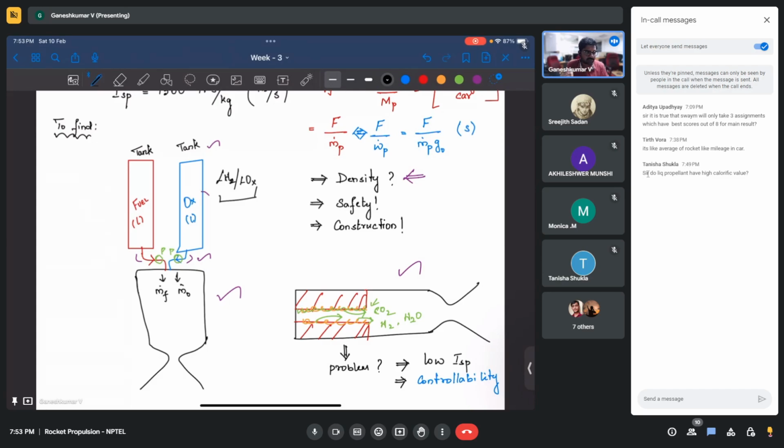We have a question here: do liquid propellants have high calorific value? It depends upon which propellant we are talking about. For all liquid propellants, you cannot say it has high calorific value. You will learn about it more. What really is this calorific value? How do they characterize a propellant? All these things you will learn about soon.